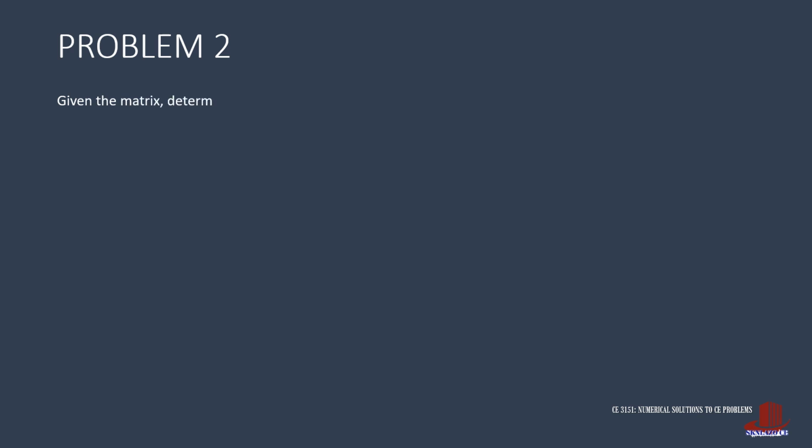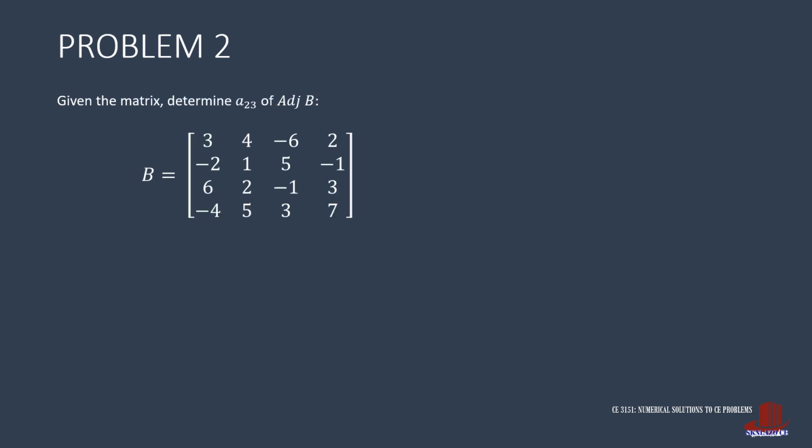The second problem requires element 2, 3 of adjoint B given matrix B. We know that the adjoint or adjugate is the transpose of the cofactor, which means the operation to use to solve this problem is again cofactor. To deal with the transpose, we also know that this is the operation where we just interchange rows and columns. So even when we are looking for B23, we are going to work on B32 of the original matrix B.